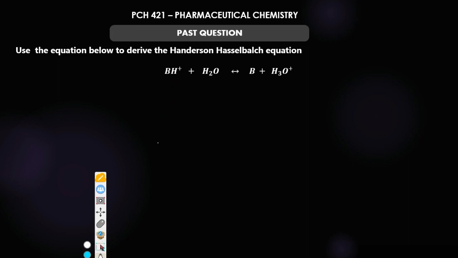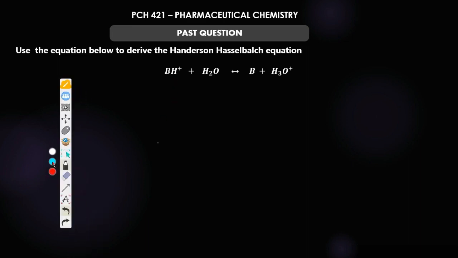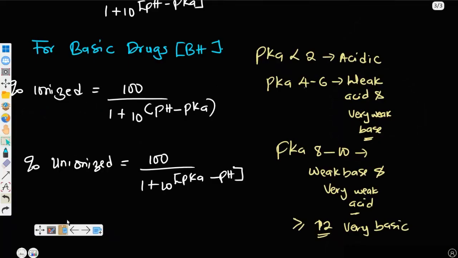Are you getting it? If you look at this very well, you agree with me that this is like the acid because it donates a proton to this, right? While this is the base. So let us use the idea of the Henderson-Hasselbalch equation to solve for this one and see what it will give to us. So what do we have there?